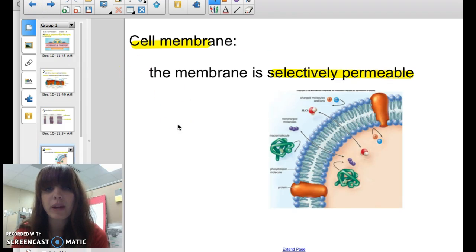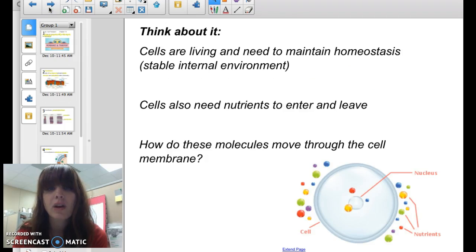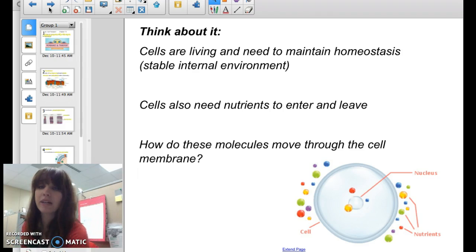So within the cell membrane, we call the cell membrane selectively permeable. So that means only certain types of things can go in and out of the cell, permeate through the cell. So let's think about it. Cells are living and they need to maintain homeostasis. They need to maintain that internal environment. So that means nutrients need to be able to enter the cell and leave the cell.